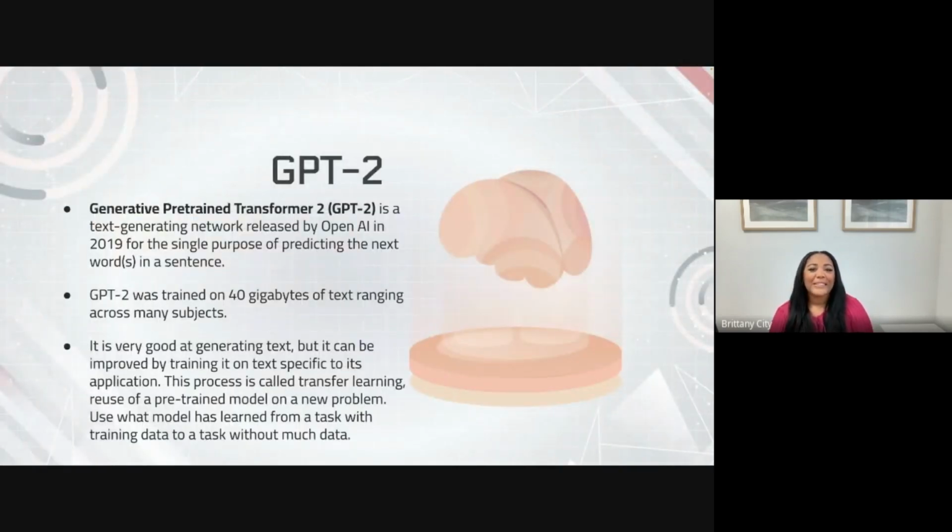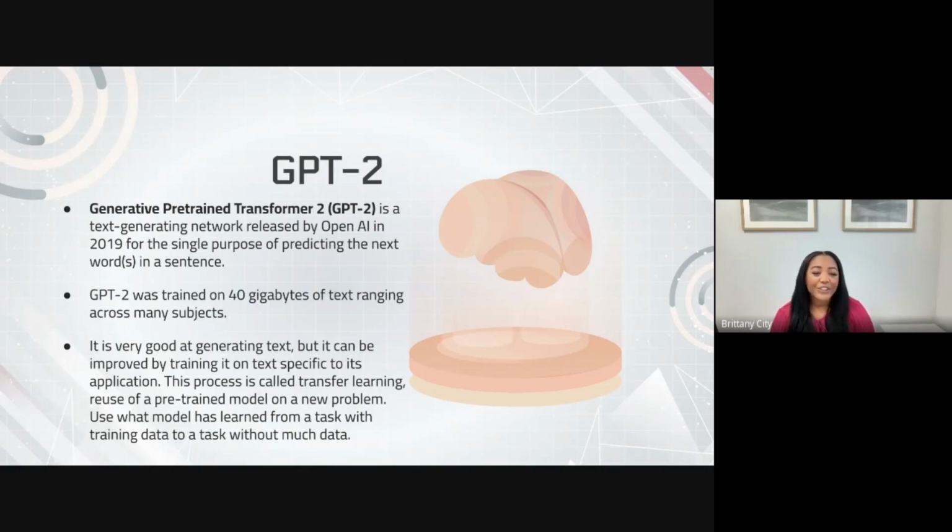So what is GPT-2? You've probably been hearing about ChatGPT, and I'm going to get there in a second. But I actually used GPT-2 in this project, and this project was done the beginning of last year, 2022, a little bit at the end of 21. So this is before ChatGPT came out. GPT-2 is a text generating network released by OpenAI in 2019 for the single purpose of predicting the next words in a sentence. You can think of it as completing sentences, predicting what that next word is going to be. It was trained on 40 gigabytes of text ranging across many subjects, just around the entire internet.